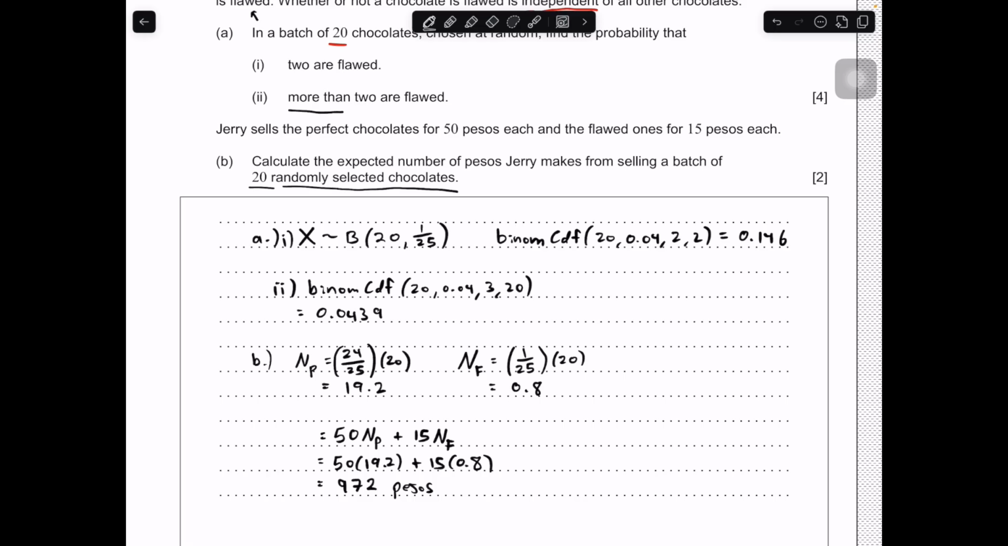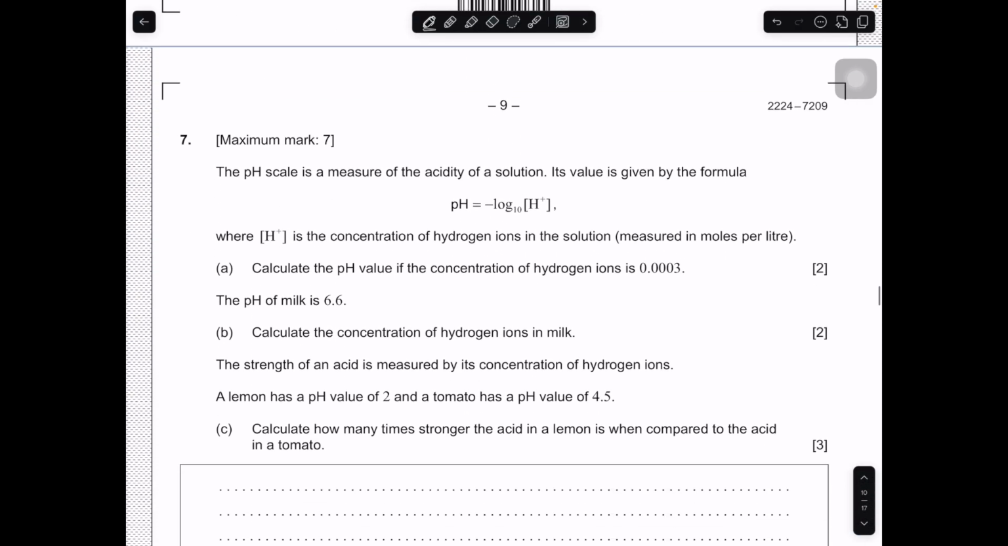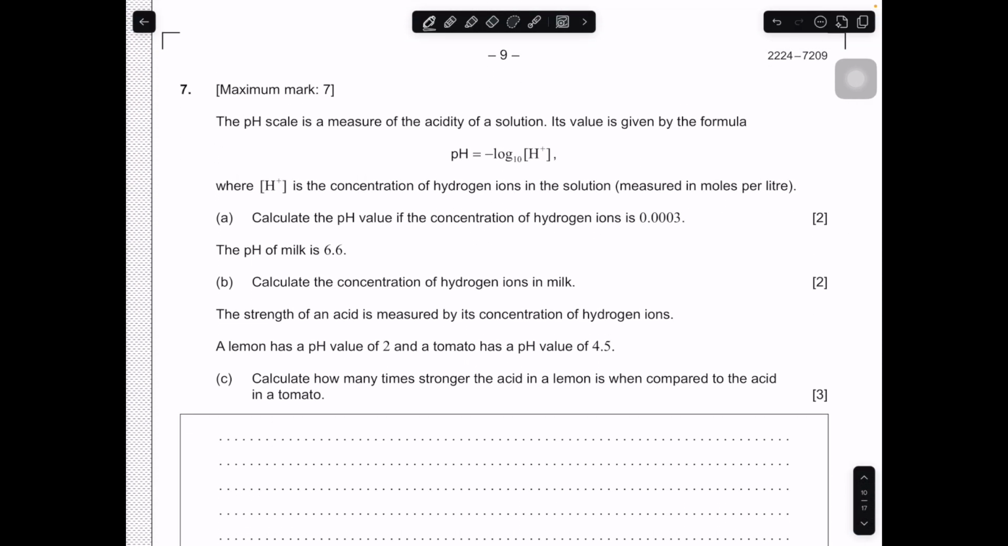Okay. Alright, so I think that is good. Okay, next question. Getting a little more challenging as we go on.